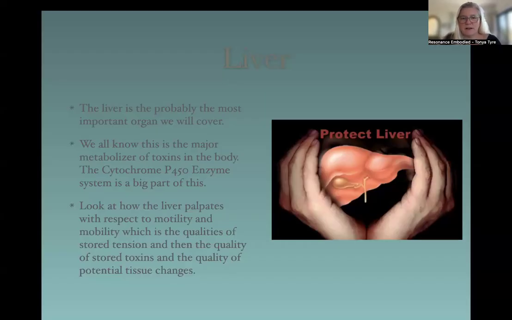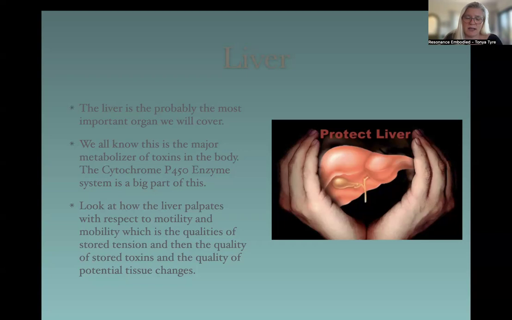So, what are we really going to talk about when it comes to liver? Not only is it important, but since it's the major metabolizer of toxins in the body, it also has a very high concentration of cytochrome P450 enzymes, which we're not going to get into like phase one and phase two and all that kind of stuff, but just know that it's a big part of this.